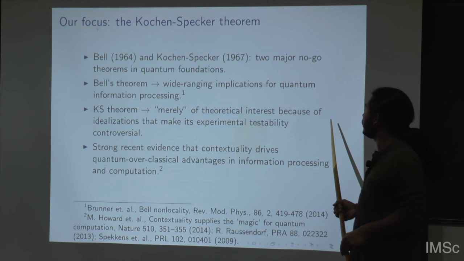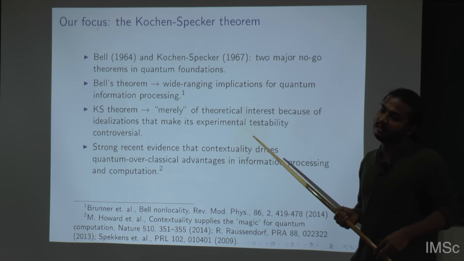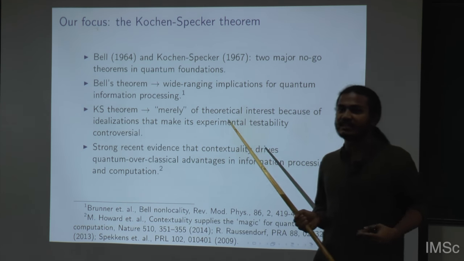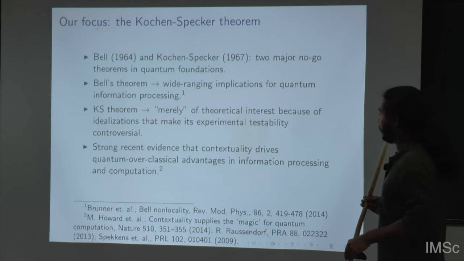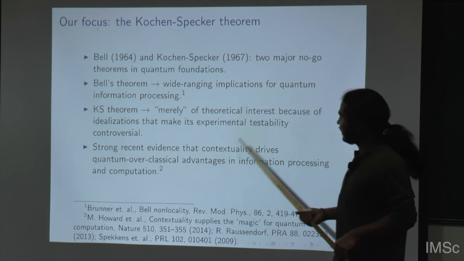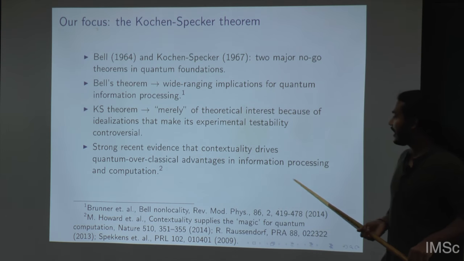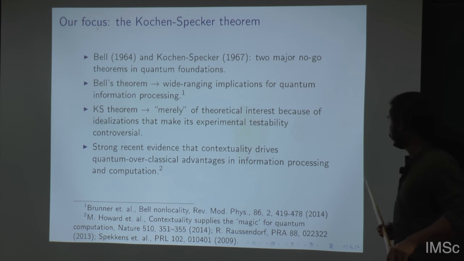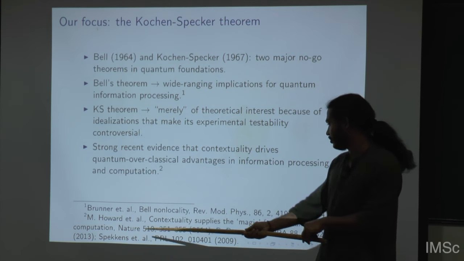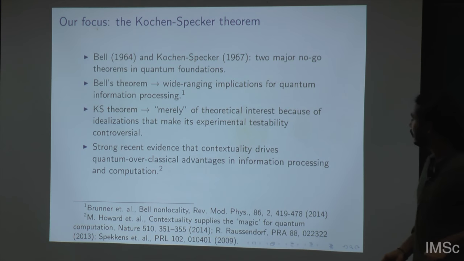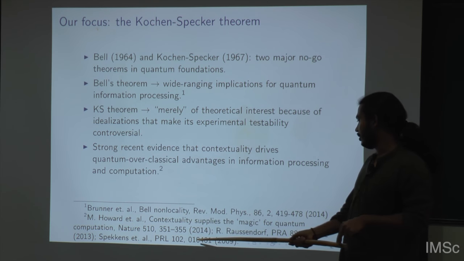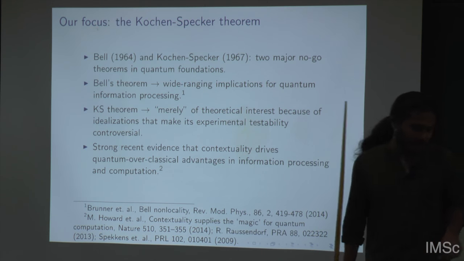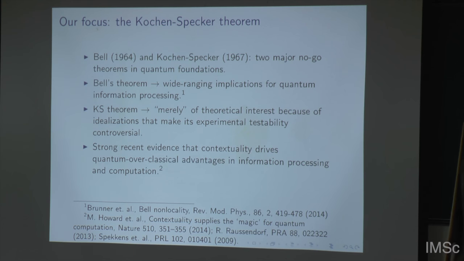There was a lot of controversy in the late 90s and early 2000s over whether it makes sense to talk about a meaningful test of the Kochen-Specker theorem. There's strong recent evidence that contextuality actually drives quantum over classical advantages in information processing and computation. So these are some recent papers that show some results like that. So this is just by way of motivation why we care about the Kochen-Specker theorem.